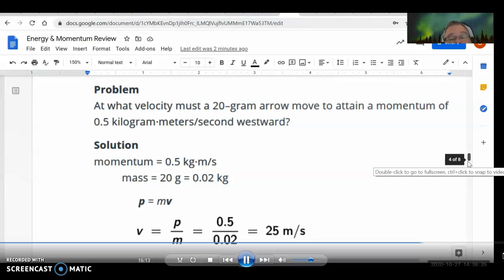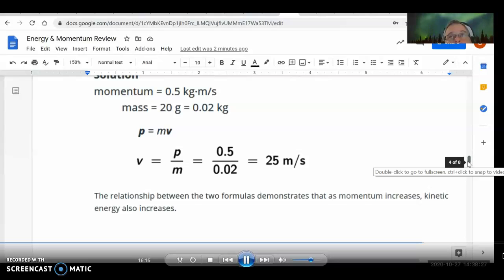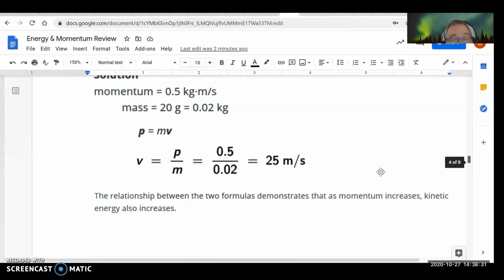So on any question you see that has math, always double check units. Make sure it's written the way it's supposed to be. If it's not, you've got to convert. So the relationship between the 2 formulas demonstrates what happens as the momentum increases. Here's your concept question I talked about on the test. There are 3 math questions like this, and there's 1 concept.